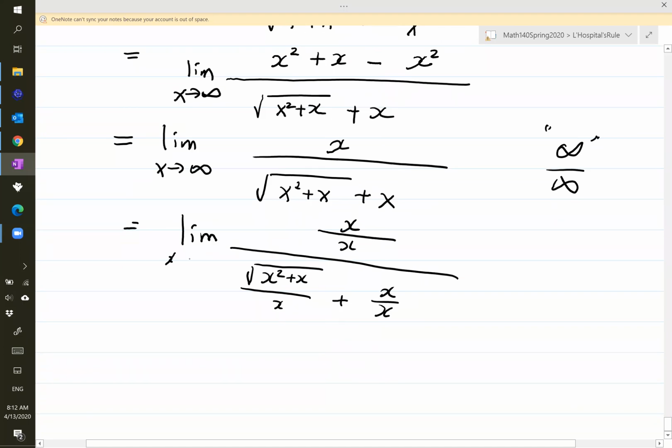So this will be x going to infinity. x over x is 1. Then for the square root over x, we can put x inside the square root. So this is the square root of x squared over x squared, because x put into the square root becomes the square root of x squared.